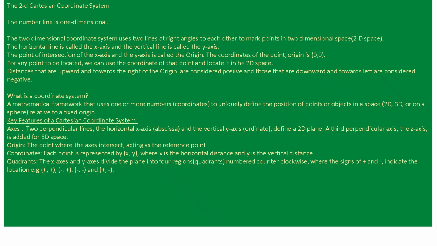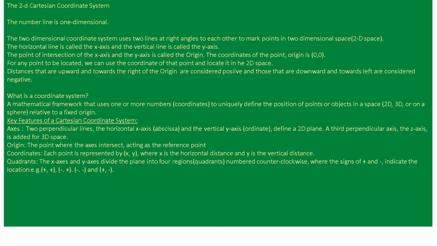What is a coordinate system? It is nothing but a mathematical framework that uses one or more numbers, that is the coordinates, to uniquely define the position of points or objects in space, 2-dimensional, 3-dimensional or on a sphere, relative to a fixed origin.